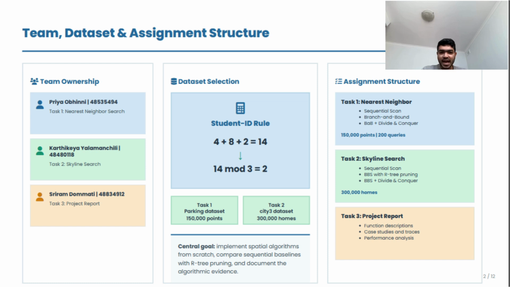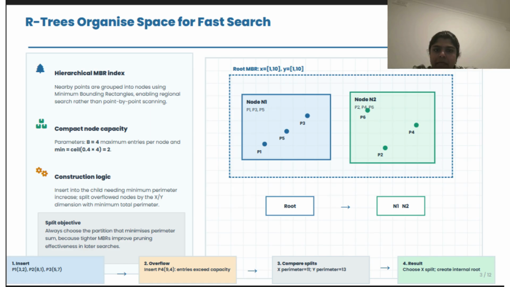For task 1, Priya has implemented sequential scan, branch and bound, and divide and conquer across 150,000 points and 200 queries. For task 2, I implemented sequential scan, branch and bound skyline, and divide and conquer across 300,000 homes. Sriram then consolidated everything into the project report with full functional documentation, algorithm traces, and performance analysis.